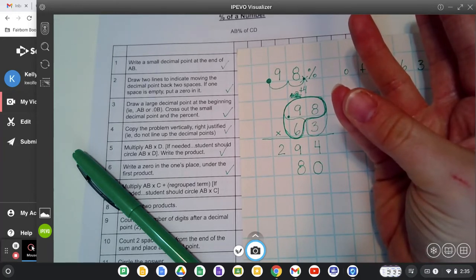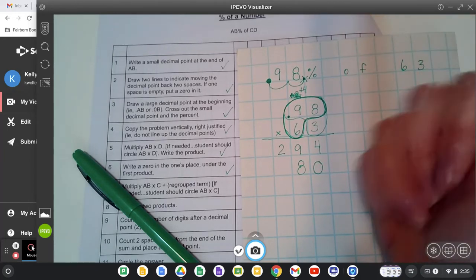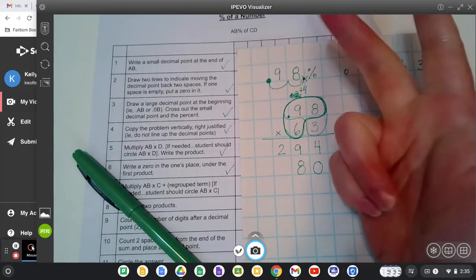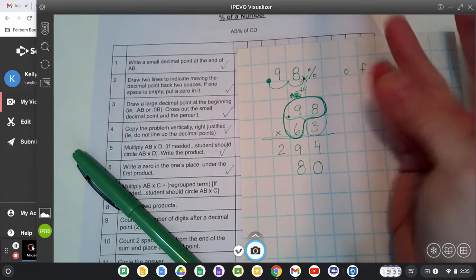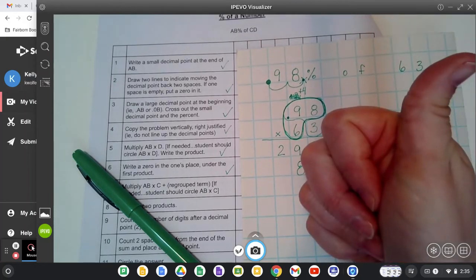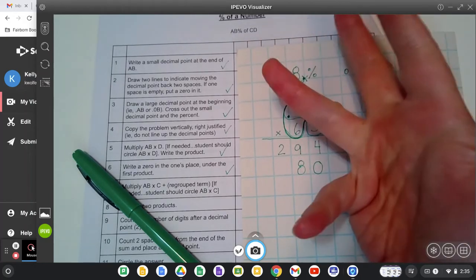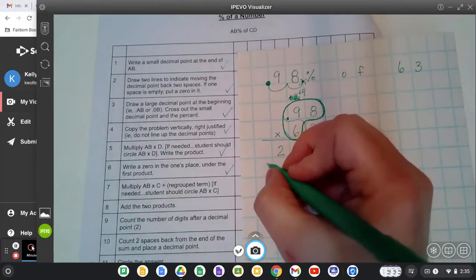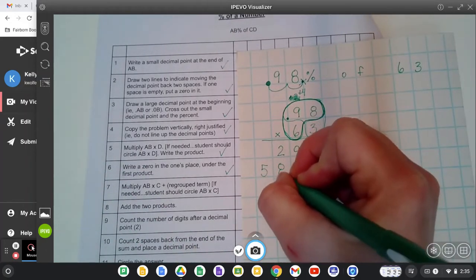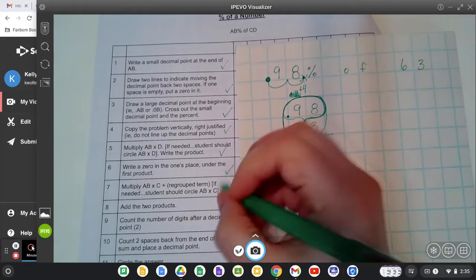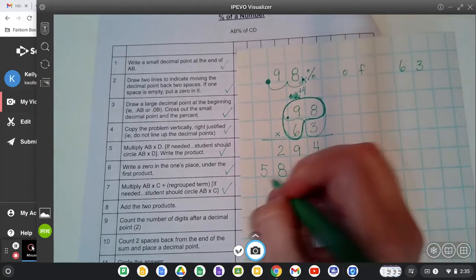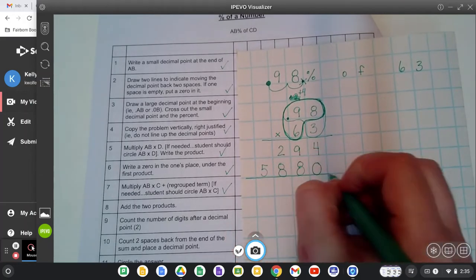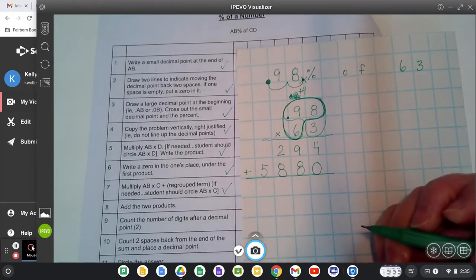That's not right. I skipped one. Oh, I'm glad you noticed that. 9, 18, 27, 36, 45, 54. And then I need to add 4 more. 55, 56, 57, 58. 58. Now I have 2 answers here. This is what I do. I'm going to add them up.